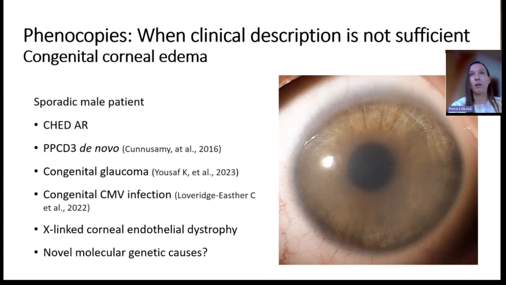However, here you would probably expect a larger globe, but still it's been described in the literature. Another choice is congenital cytomegalovirus infection. And although to date there is only one family, the option still remains that you're looking at X-linked corneal endothelial dystrophy. And we believe, based on our collection, that there are also other novel molecular genetic causes that have not been picked up for inherited endothelial corneal dystrophies yet. But if you identify typical PPCD3 or CHED-associated mutations, you have the diagnosis.